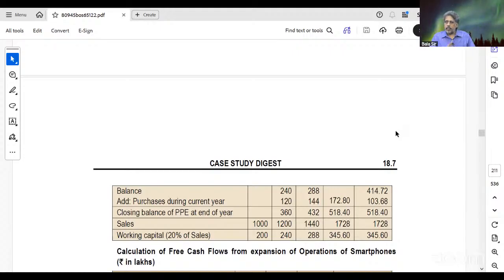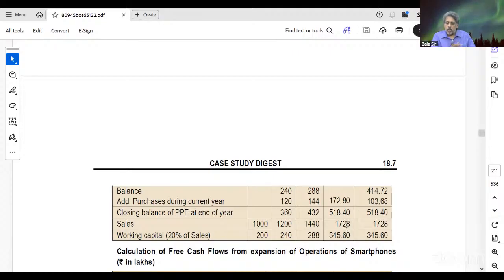And then the next line is working capital. 20% of sales, you want to maintain 20% of sales, right? Yes, sir. For the first year, how much do you want to maintain? Year 0, 200 lakh, right? And year 1, how much? 20% of 1,000 is 200. To how much? 240 lakh you want to maintain. Year 2, how much? 1440. On that 20%, how much? 288. Next year, 1728, 20%, how much? 345.6. And then next year, again 345.6.